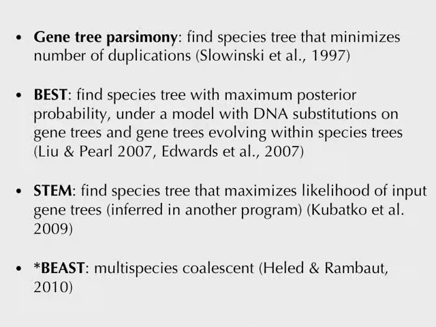And then the various methods, the humbly named BEST method, for example, is the Bayesian approach, where you have a model of DNA data, you figure out what the gene trees are, and try to figure out the species tree that's most likely. So the model of evolution of gene trees and species trees is like a model of evolution of DNA on trees. Right? And you combine those likelihoods together. So that's the Bayesian estimate? Yes. Bayesian estimate of species tree.